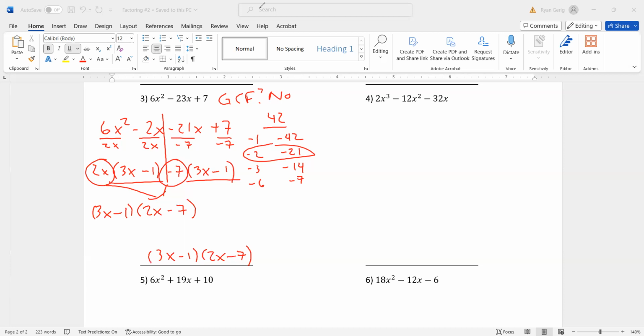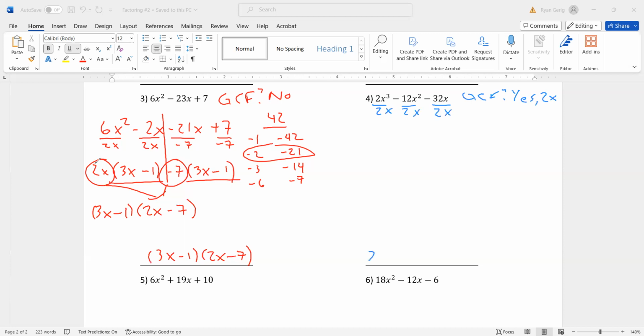All right, let's switch colors. Number 4, is there a GCF in this one? If there is, let's take it out first. Yes, there is. I can take out a 2x right away. So I'm going to take out a 2x from each of these.